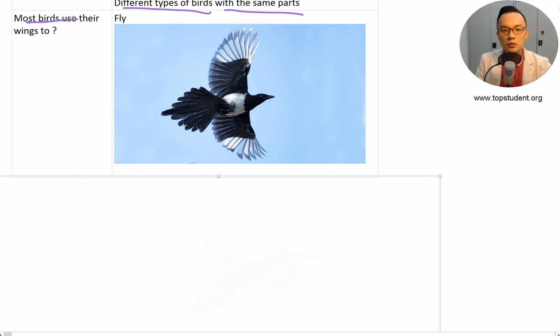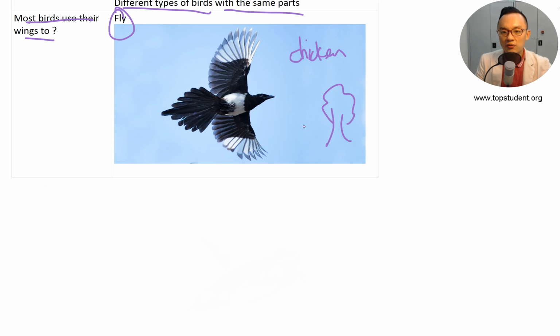What do most birds use their wings for? They use them for flying, you can see. Most of the birds can fly. Chicken can also fly, by the way. It can fly a very, very low distance. If I have a chicken over here, it can actually fly maybe to the bottom of a tree, or the top of a fence. Very low distance, but it can still fly a very, very short distance.